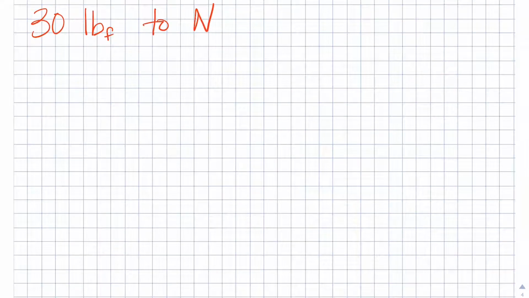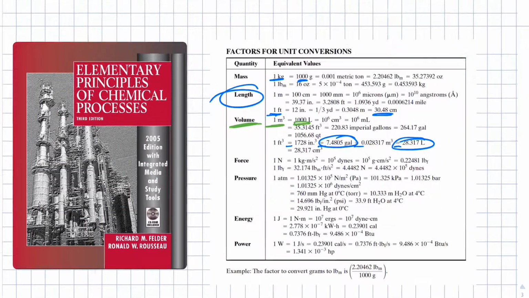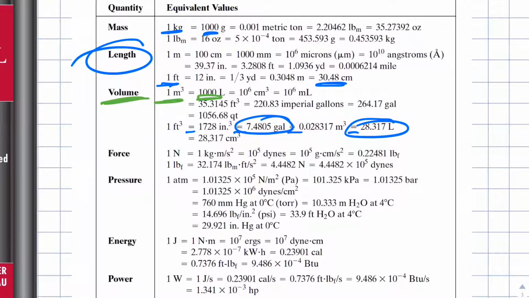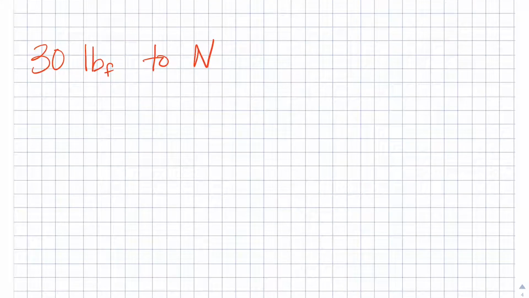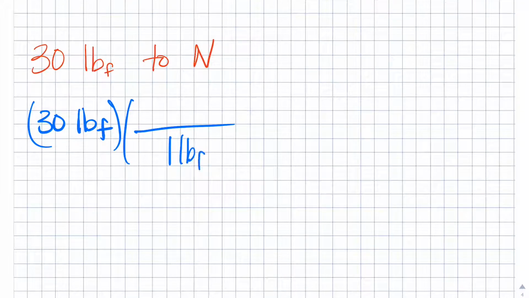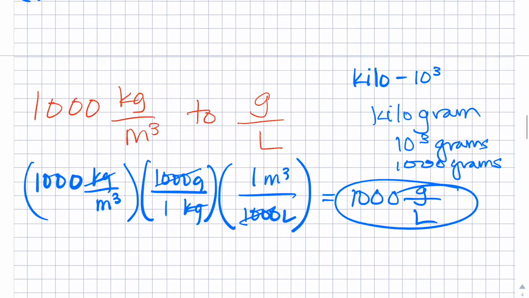All right, so now we're getting a little harder. We're talking about force now. So we have 30 pounds force to newtons. Well, I remember there was a force section on this, so let's go to the force section. 1 pound force is equal to, oh, look at that, 4.4482 newtons.